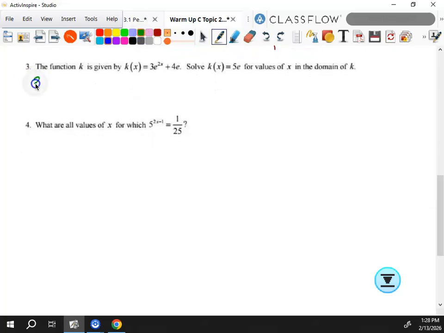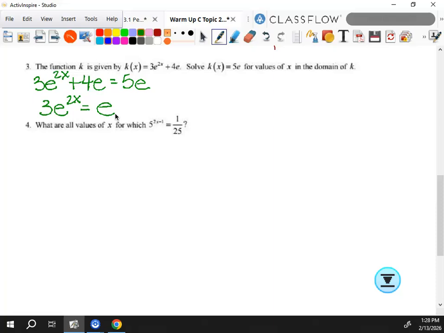We've got 3e to the 2x plus 4e equals 5e. I didn't even read it, but y'all know what's supposed to be happening here. These two terms on the left I cannot combine because the exponents are different. But I can combine the 4e and the 5e, right? So I can subtract over there. I can get 3e to the 2x equals what? E. Yeah, 1e, just e.